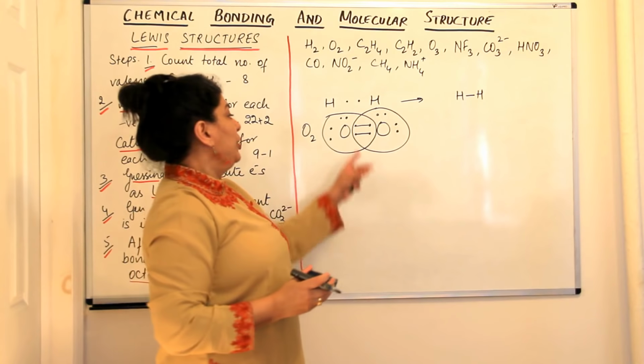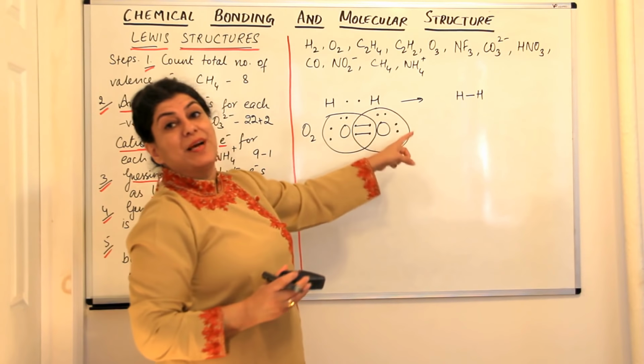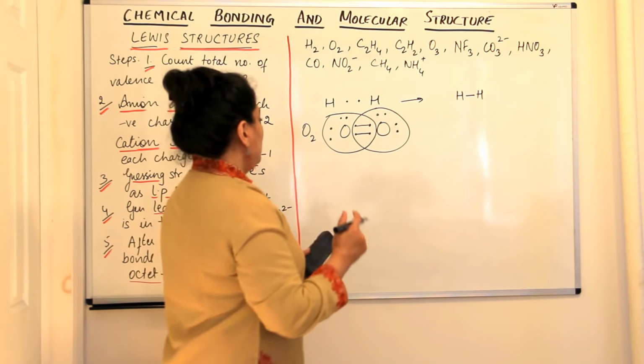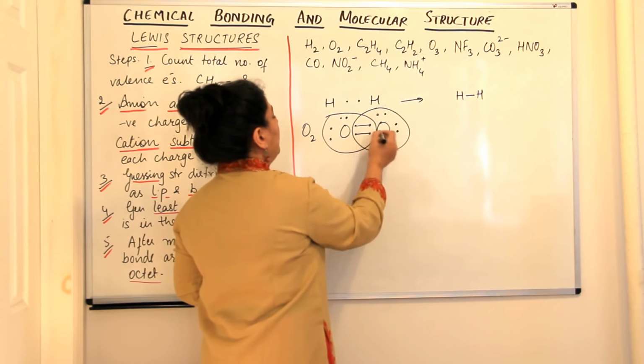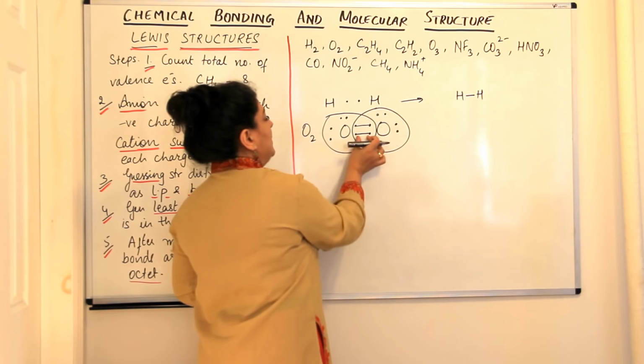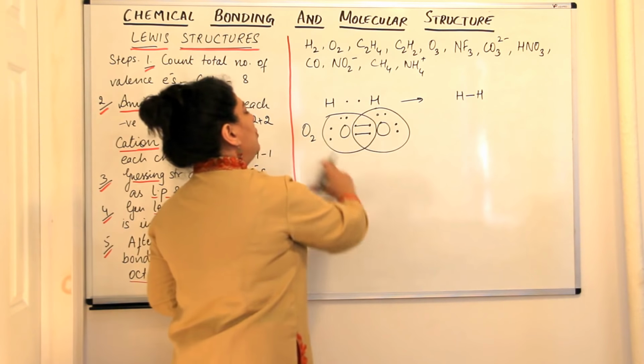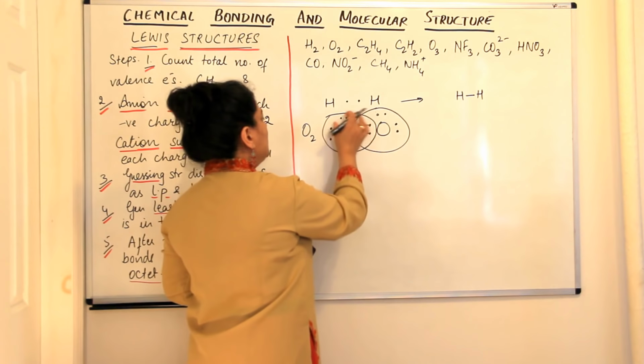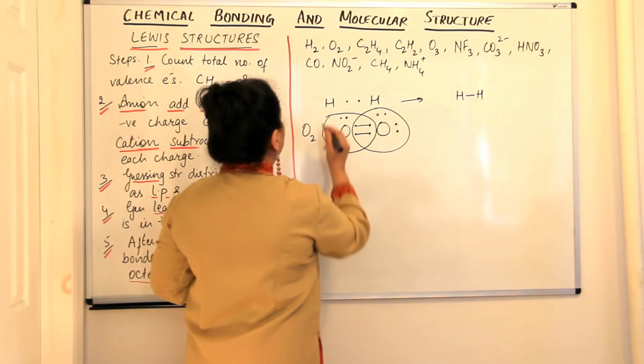So the O2 molecule will have an O=O double bond, and this would be the Lewis structure. In the Lewis structure, you need not make the lines. It will be understood that these two electrons are the shared pair. You need not even make the circles, right? Just the electron dot structures are enough.